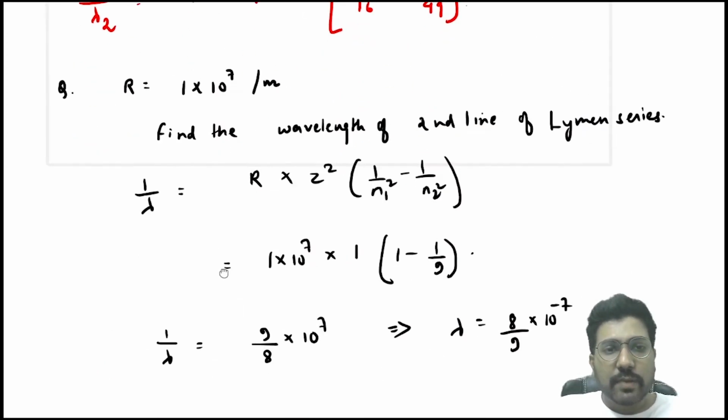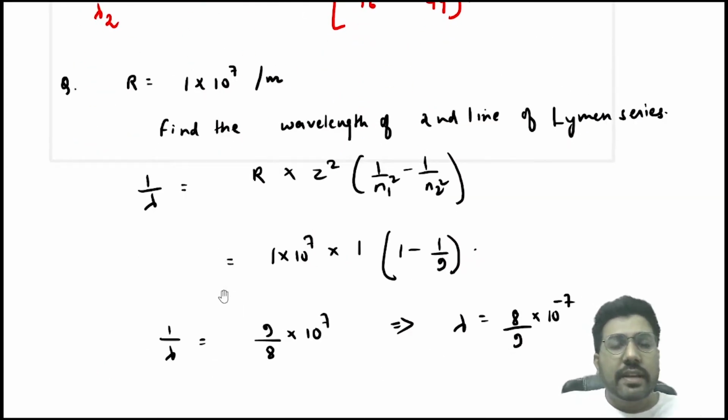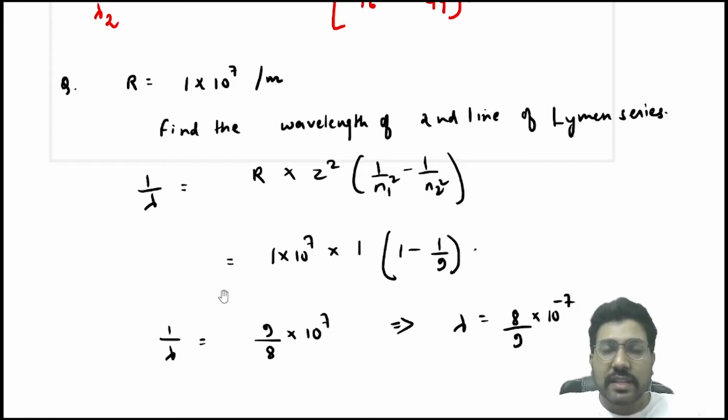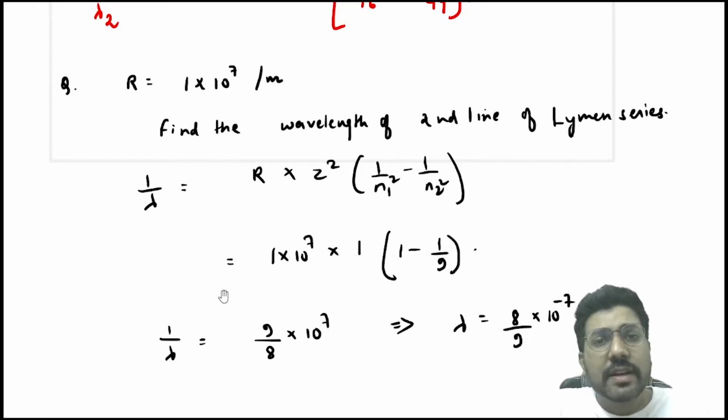Now there's one more question. Suppose they have changed the value of R and they have given you, for simplicity purpose, the value of R as 1 into 10 raised to power 7 per meter. If they have changed the value of R in the question, in that case, do not use the formulas that you have remembered. Suppose they have asked you to find the wavelength of the second line of Lyman series, then you will use the Rydberg equation only to find any line, right?